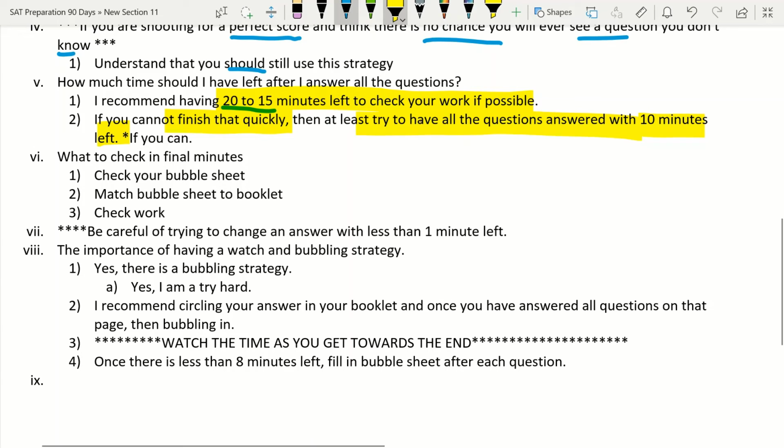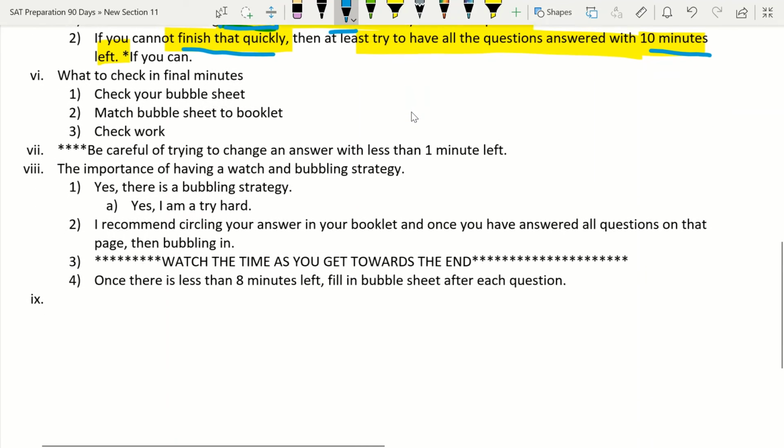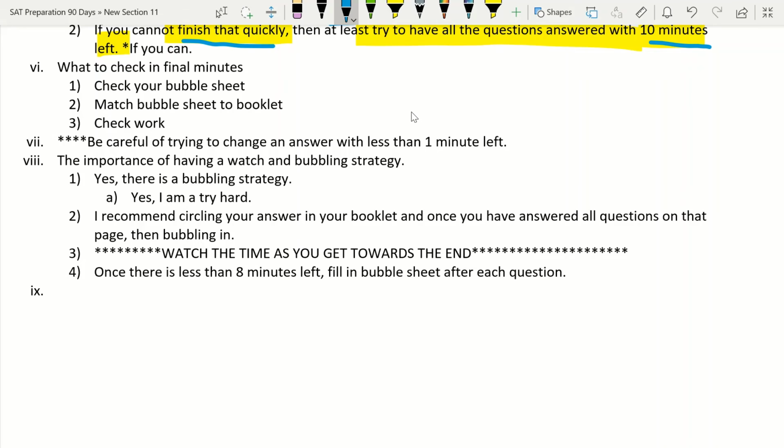Ideally, in my opinion, you should try to aim to have 20 to 15 minutes left at the end to check your work. So that would mean you're finishing in about 35 to 40 minutes. Now keep in mind, like I said, for some people it's more difficult to finish that quickly. That's okay. Just try to have at least 10 minutes left if you can, in my opinion. All right, so why do we want to have a little bit of time left at the end?